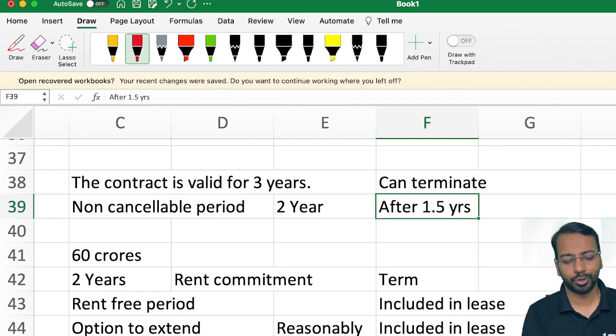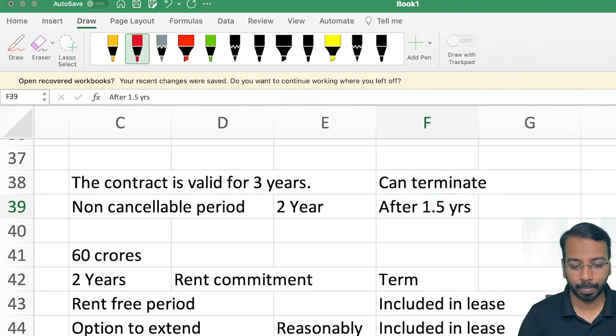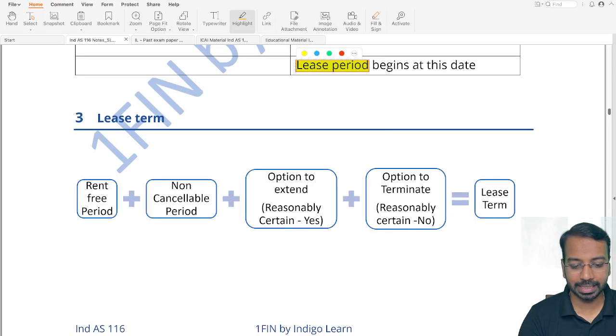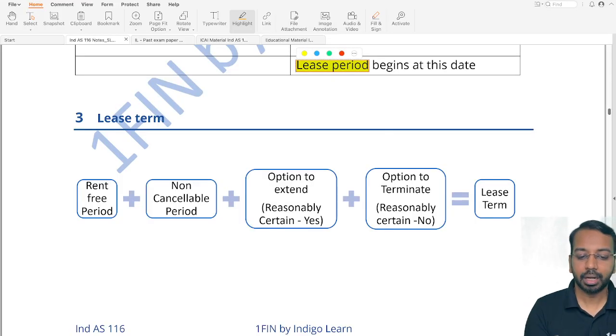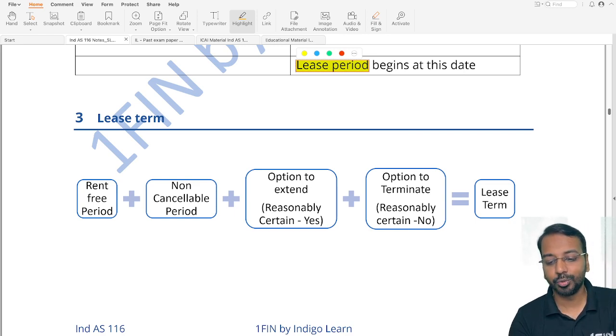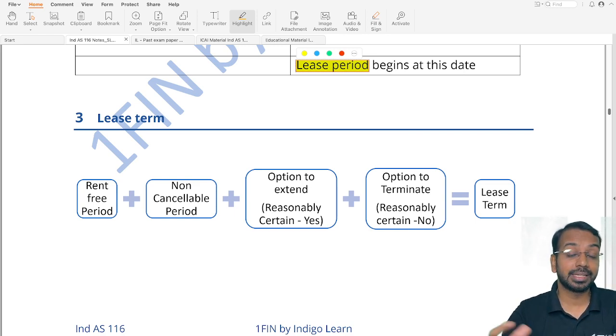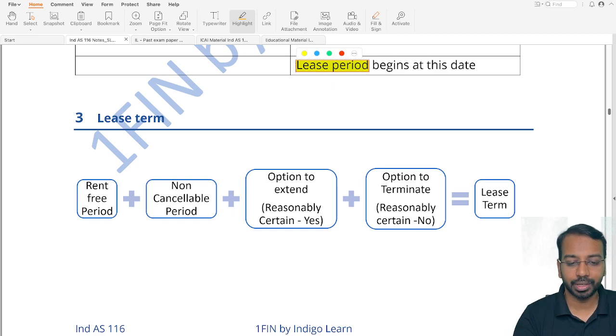Same logic here also. So, first, non-cancelable period always included. Rent-free period included. Option to extend, if exercising is reasonably certain, yes. Option to terminate, if you are reasonably certain to exercise, then you will not include. But if the lessee is not reasonably certain to exercise, then you will include. All of these put together becomes your lease term.